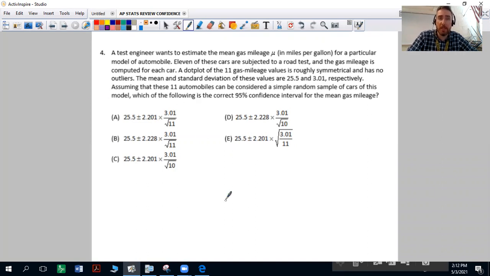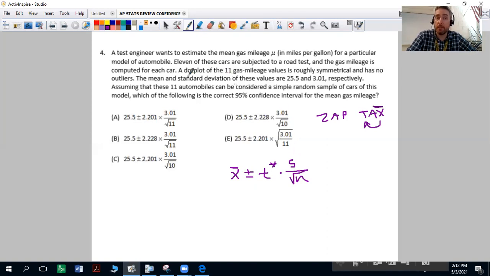Well, for means, it's always going to be your sample mean plus or minus your T star. Remember zap tags. So T goes with X bar, so we use T. Now, the standard error formula for one sample is the standard deviation divided by the square root of n. You can look that up, but it's always going to be standard deviation divided by square root of n.